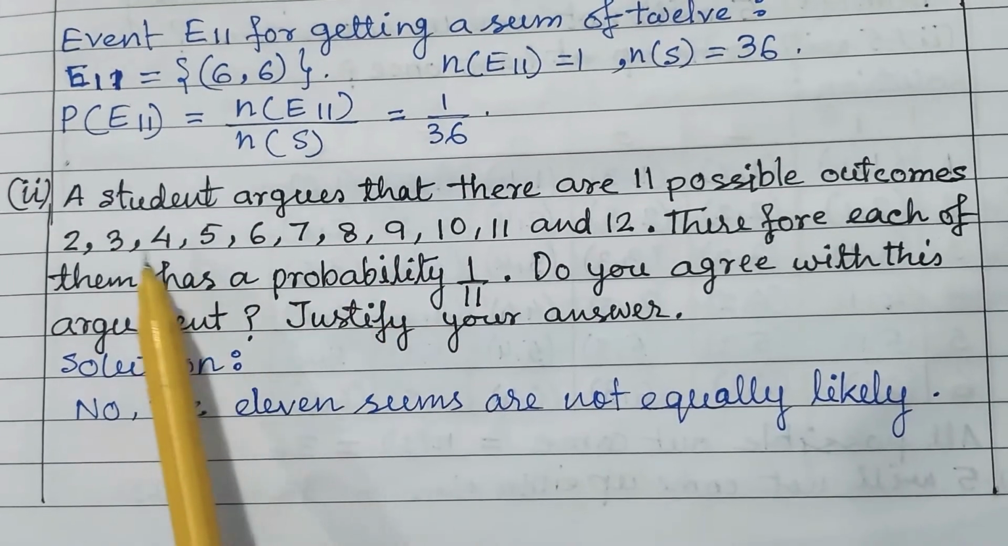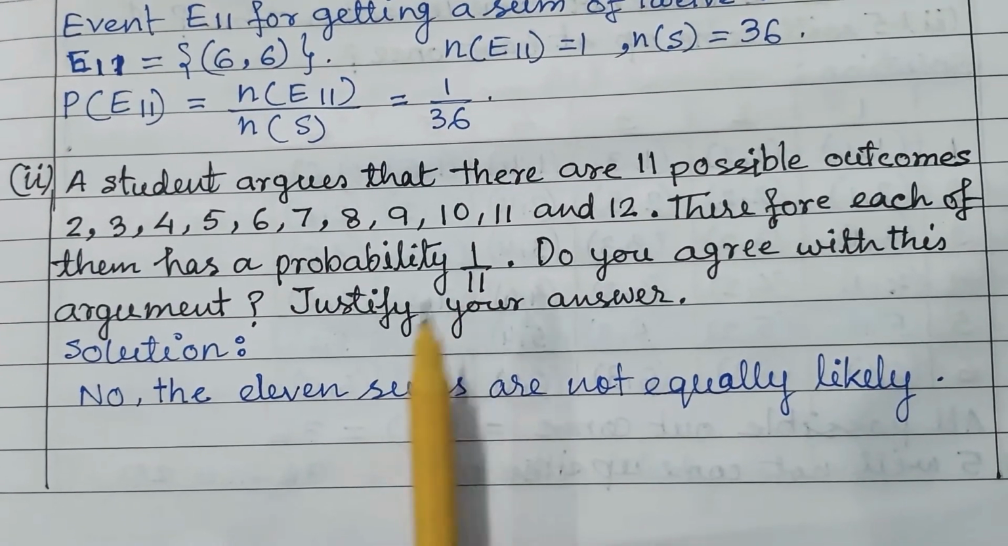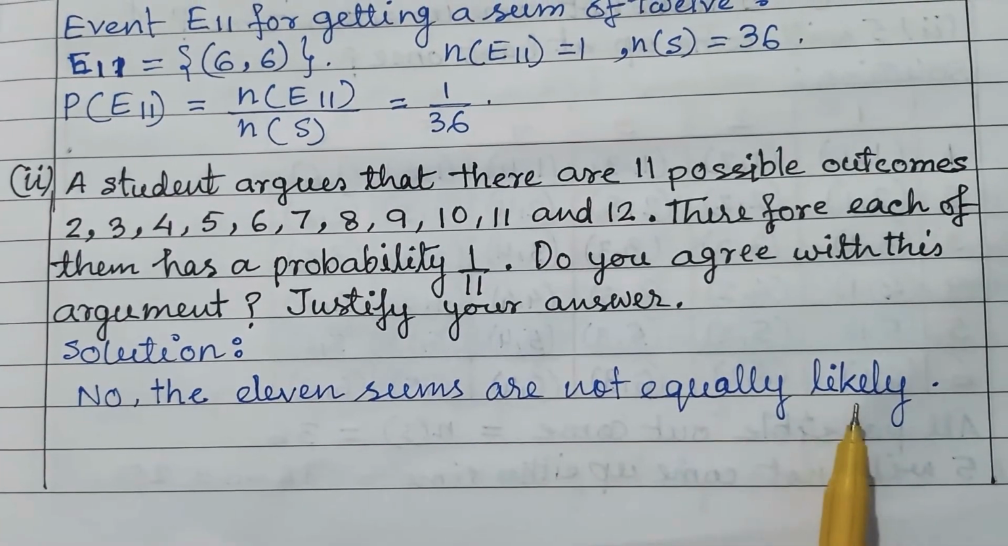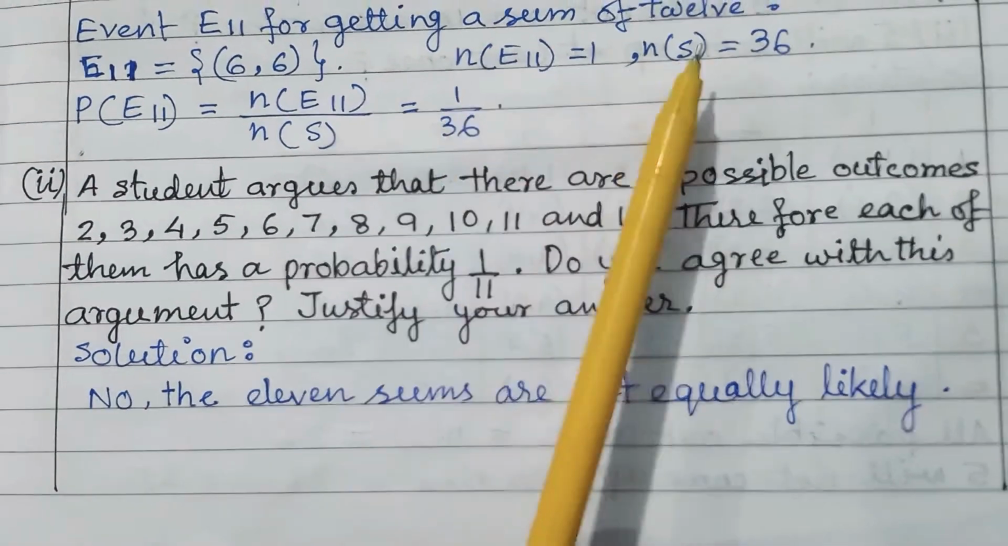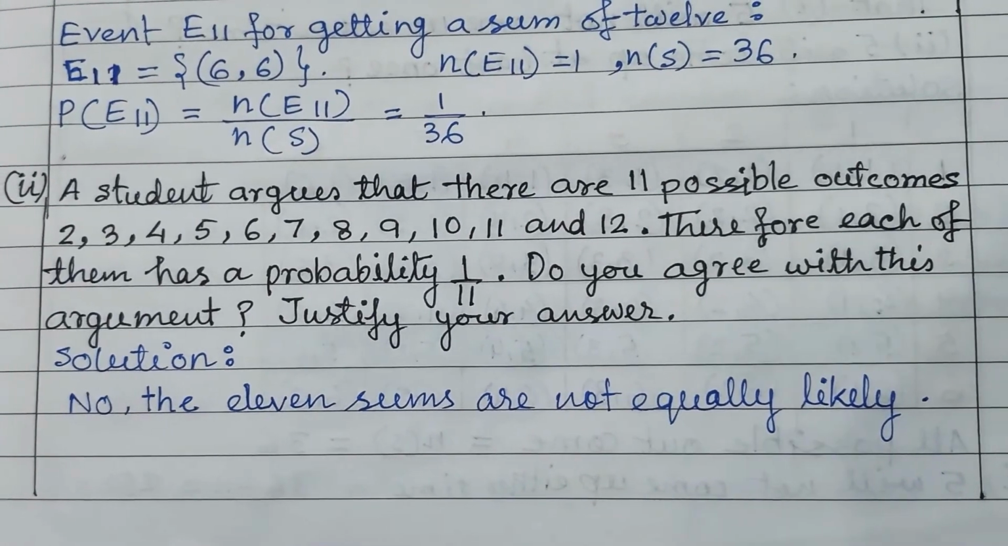No, it is not possible. For every answer it is not 1 upon 11. So no, the 11 sums are not equally likely. The numbers of events are not the same. Okay, thank you very much.